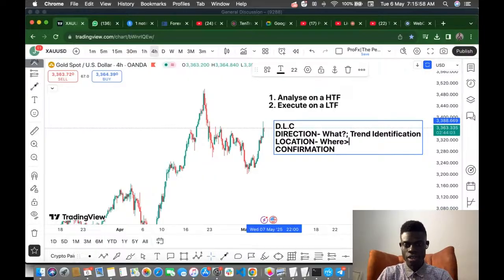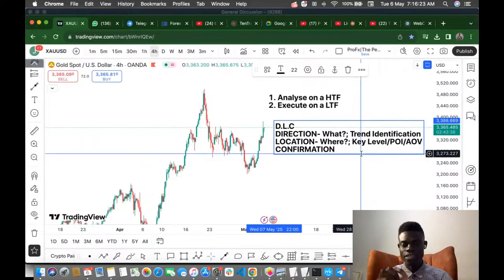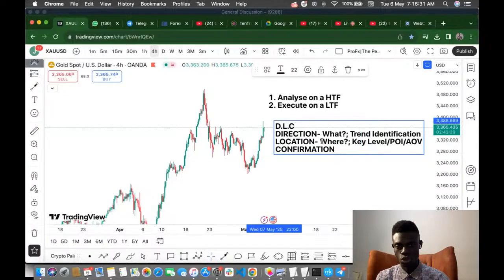And what we have there is key level identification. Under location, we have key level. Some people call it point of interest, POI. Some people call it area of value, AOV. So here we are identifying a key level, a point of interest, an area of value under location. And lastly, confirmation tells us when.